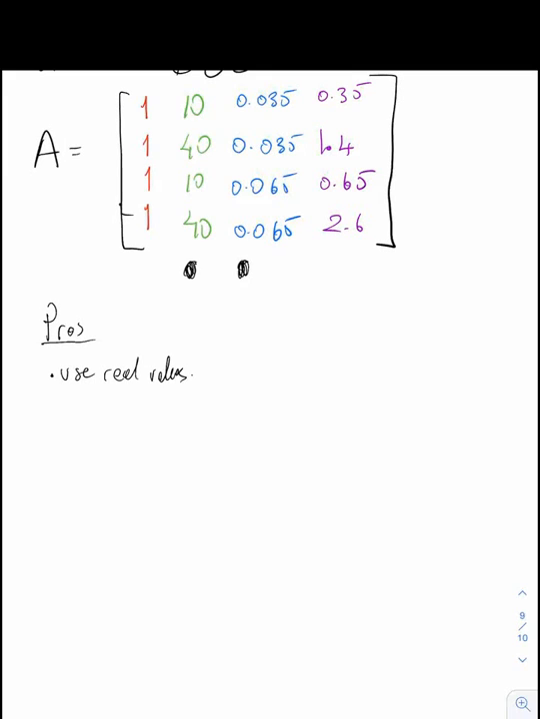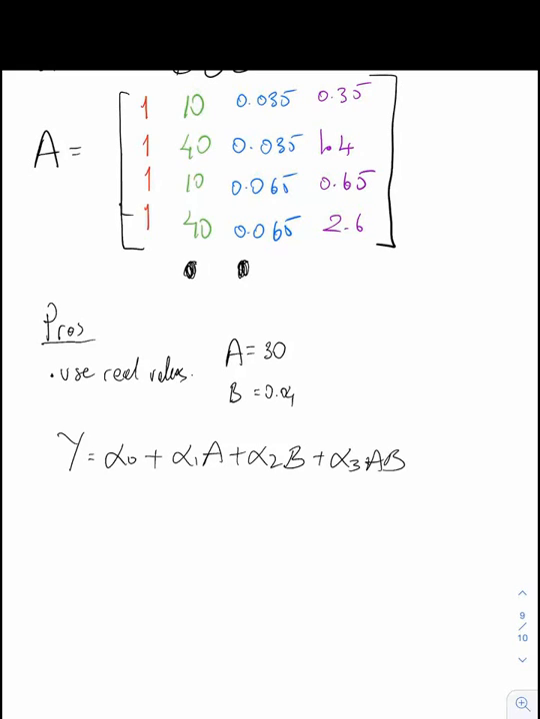For example, if I wanted to predict the case where A was 30 and B was 0.04, I would be able to predict it using real values of A and B. So if I were to write the system response here, that would be alpha 0 plus alpha 1A plus alpha 2B plus alpha 3AB, and I would have used 30 for A, 0.04 for B, and the multiplication of the two for the interaction, and I would have gotten a system response.